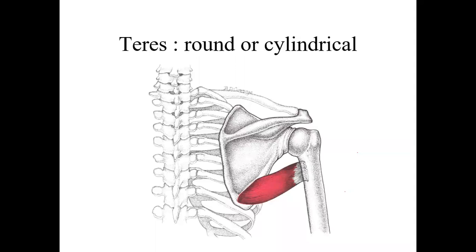Teres is round or cylindrical. You have one here. If you put your finger in your armpit and you wrap your hands around, it's a big, pop can shaped muscle. Teres just means round.